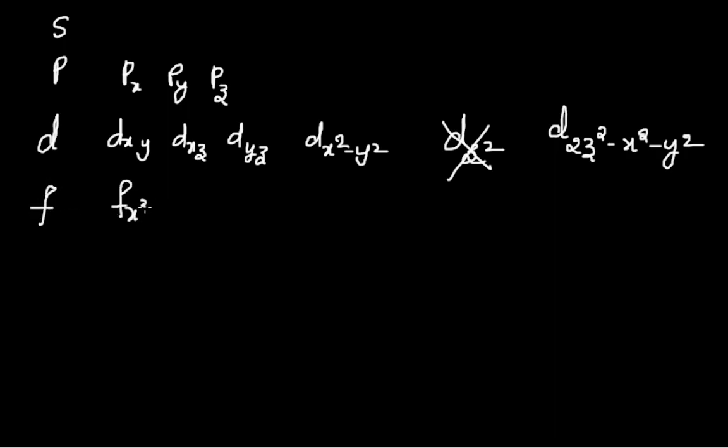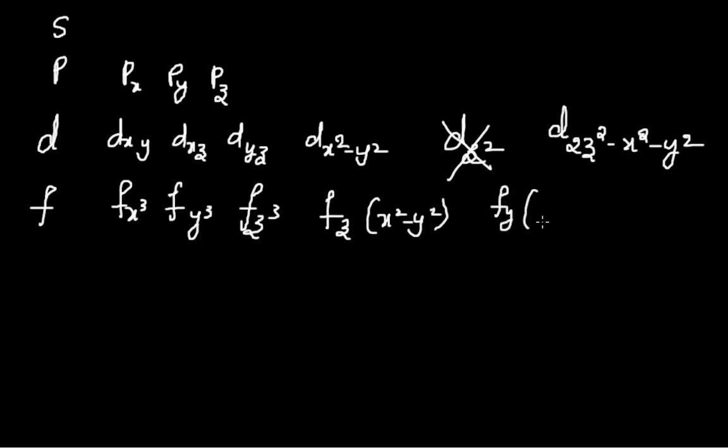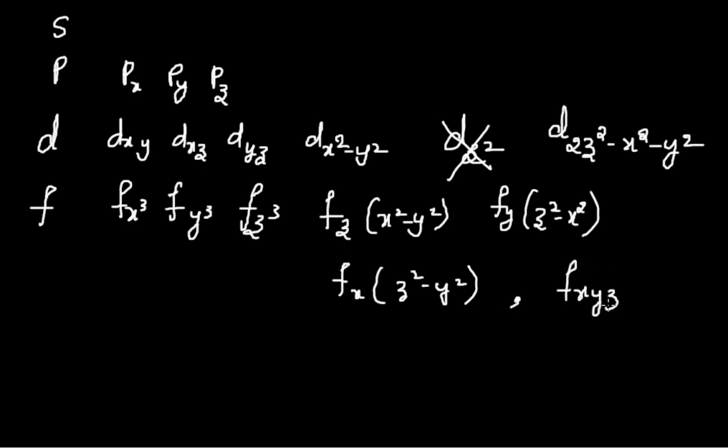So fx cube, fy cube, fz cube, then orbitals fz(x square minus y square), fy(z square minus x square), fx(z square minus y square), and the last one fxyz. So these are the f orbitals which are very poor at shielding effect.